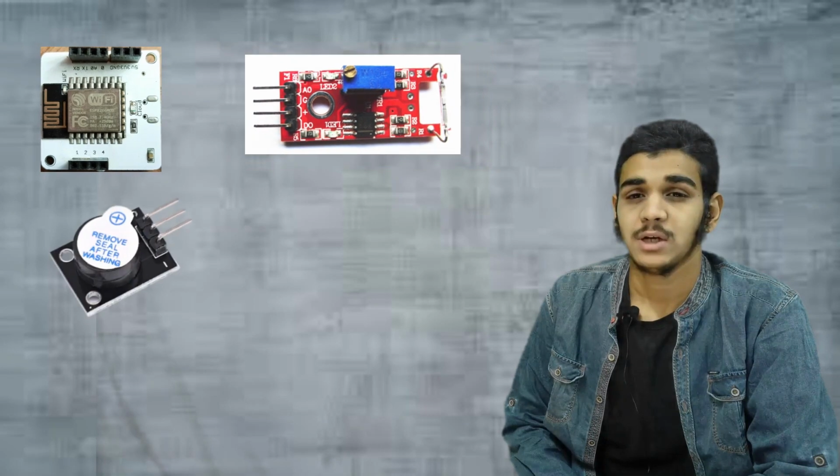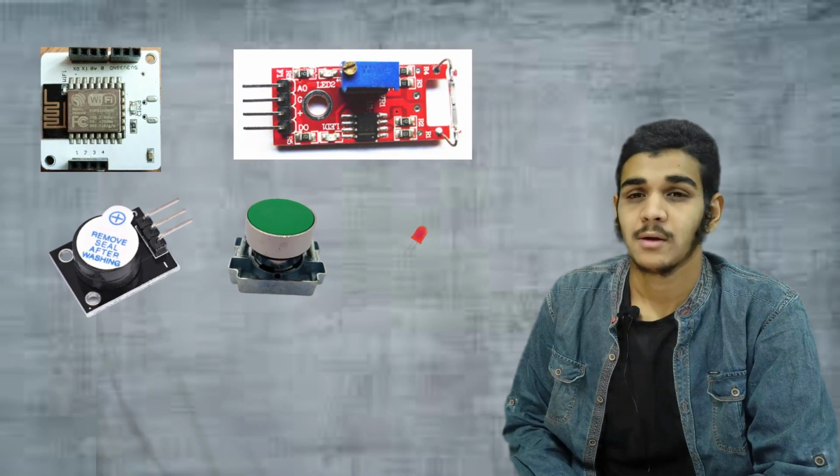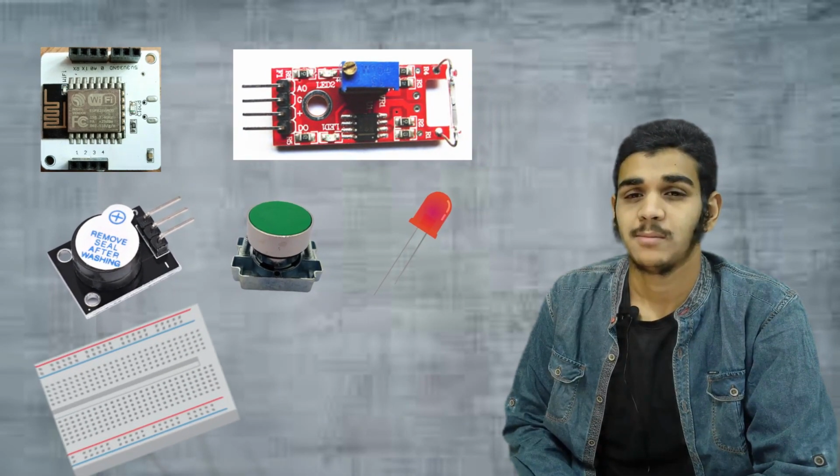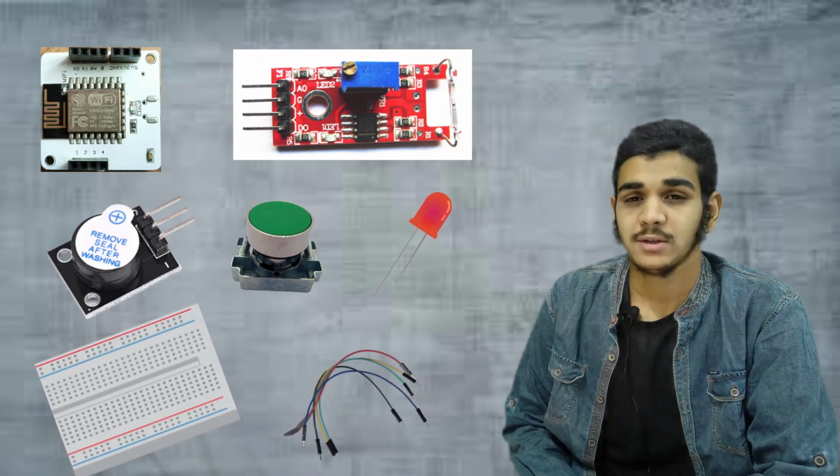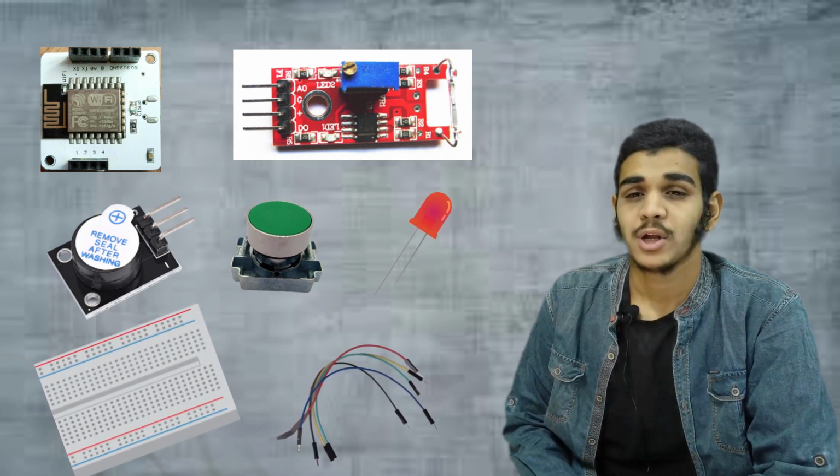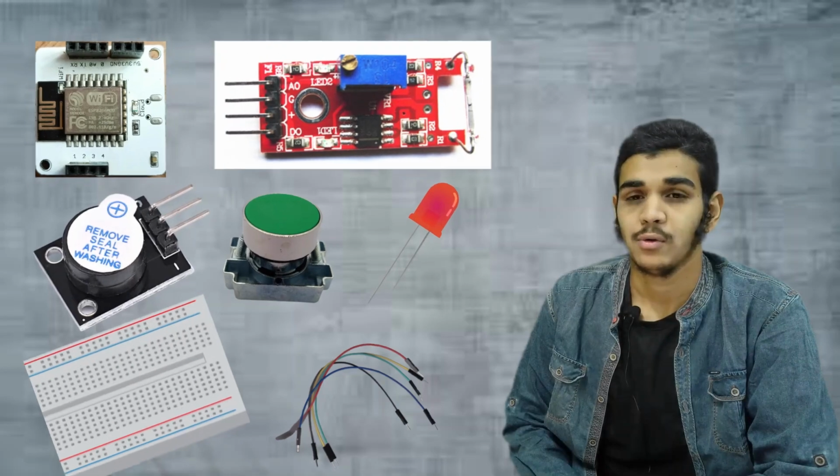So what are the components required for this box? First, the Bolt Wi-Fi module, reed switch sensor, active buzzer, push button, LED, a small breadboard, some jumper wires, and you will need a power bank to give power to the Bolt Wi-Fi module.